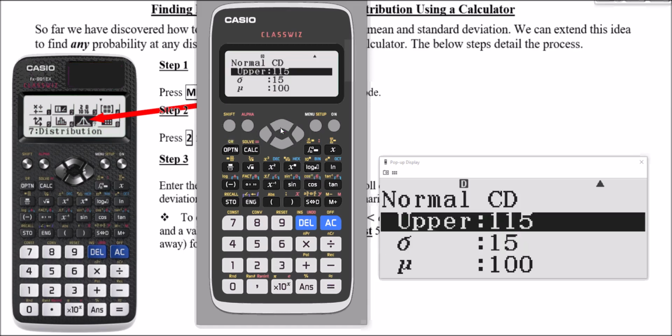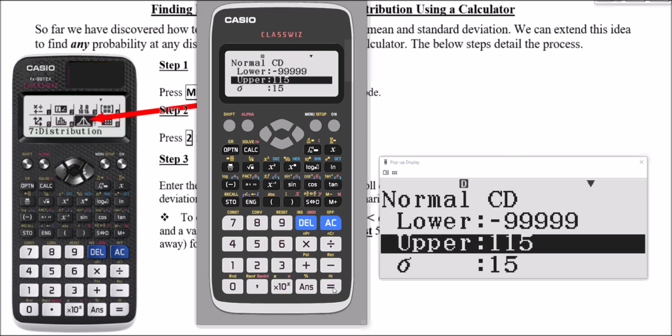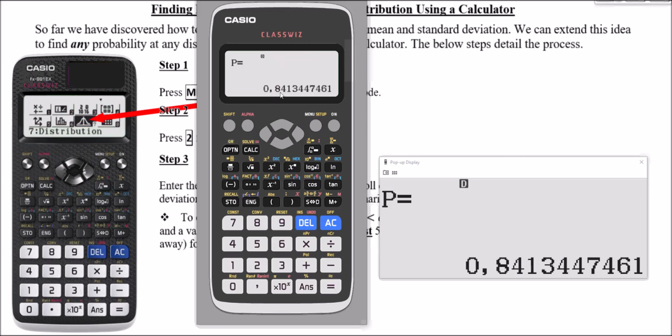So if I press equals in a moment, I'm going to type in my upper of 115, and my lower, I just type in any small value. I need it to be at least 5 standard deviations away from the mean. So 5 times 15 is 75. I want this lower number to be smaller than 25. What I tend to do is just type in minus 9999 for something really small, or plus 99999 for something really big. So this should give us 0.84 if what I've said is correct. And as you can see, it's about 0.84.